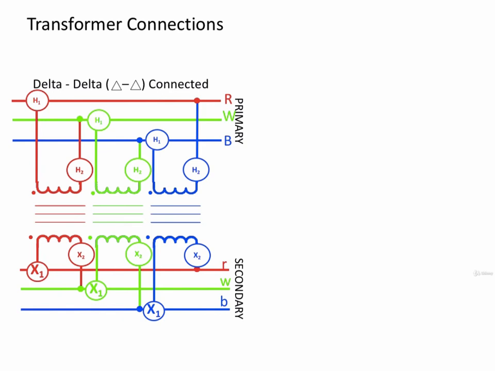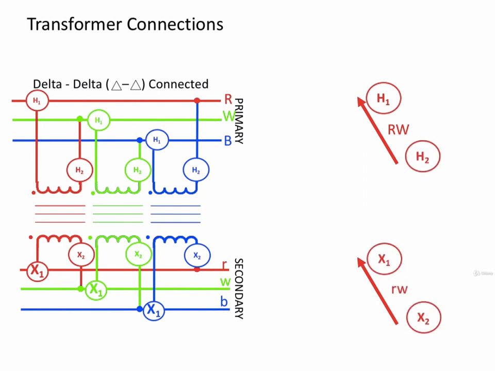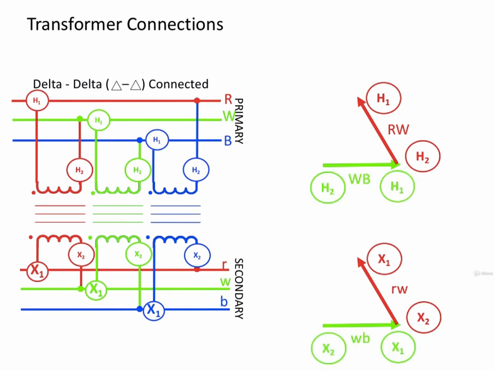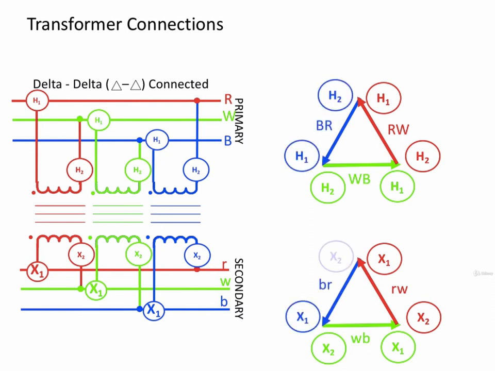The vectors or phasors look like this, both primary and secondary. We'll put them both up at the same time because they're connected the same way or similar way. The red to white phasors, phase to phase, are shown here. The white to blue phasor is shown like this, and the blue to red phasor, both the primary and secondary, are shown like this. All of these phasors, of course, are rotating counterclockwise.